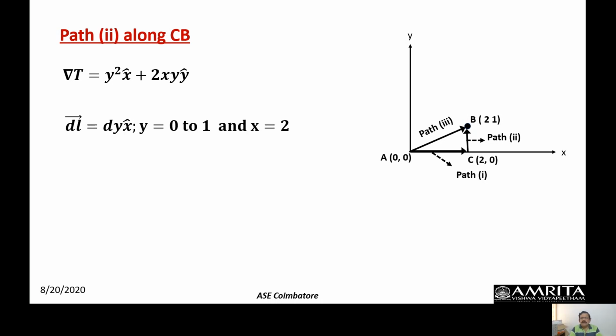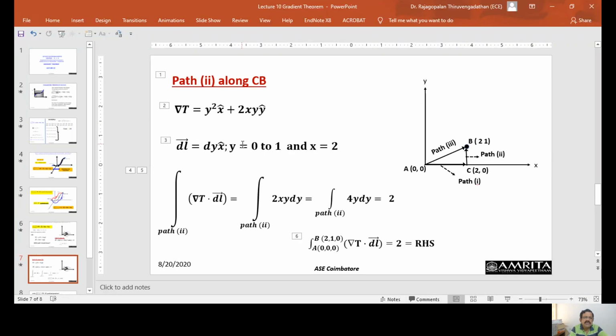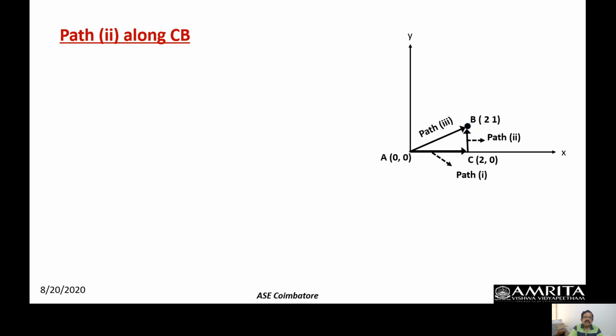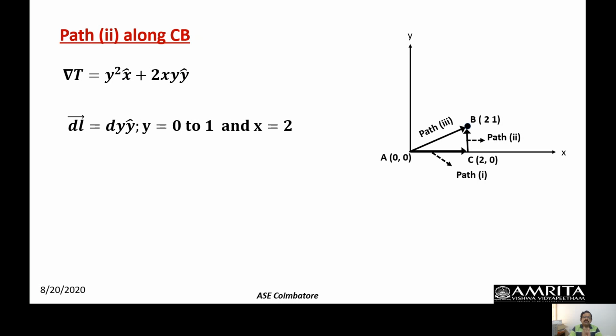Now here dl will become only along the y movement, therefore dx is 0. So I write dl as simply dy y hat. And y moves from 0 to 1, with x stationary at x equal to 2.